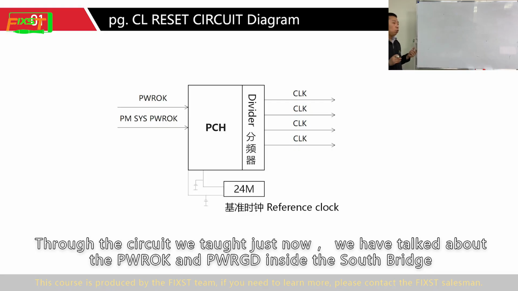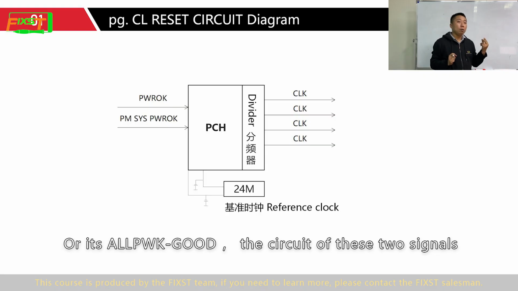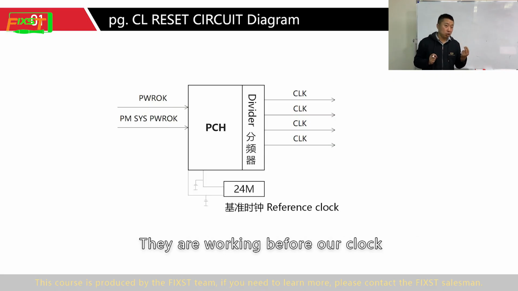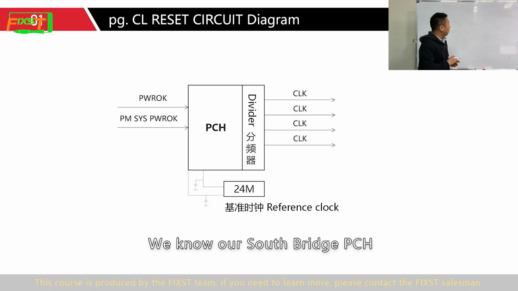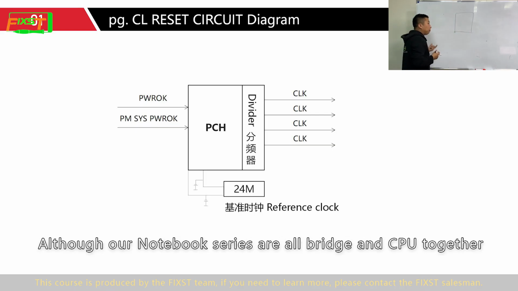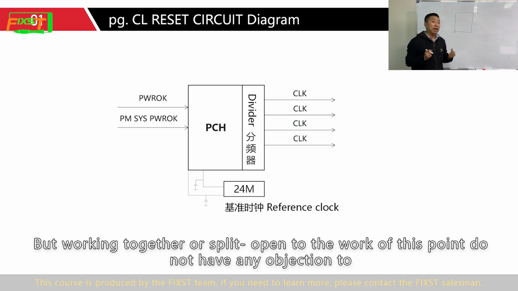Through the circuit we taught just now, we have talked about the power OK and power good inside the Southbridge, or rather all the power good circuits of these two signals. They are working before the clock. We know our Southbridge is the PCH. Although in notebook series the bridge and CPU are together, whether working together or split open makes no difference to this point.